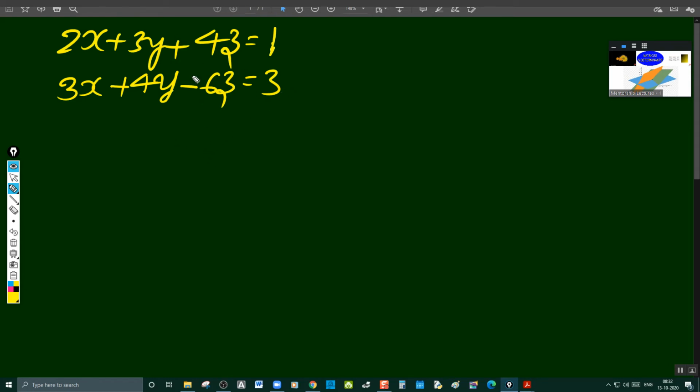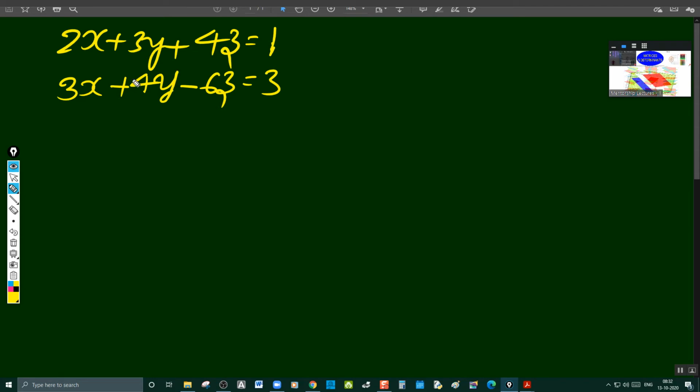These two planes either intersect or are parallel. How do we decide? Very simple. You can see a1a2 plus b1b2 plus c1c2: 6 plus 12 minus 24 is not equal to 0, and hence they are not perpendicular first of all. And one more thing, how do we decide if they are parallel or not? A1 by A2: 2 by 3 is not equal to 3 by 4, and hence they are not parallel. They are not parallel and not perpendicular, so they definitely intersect.